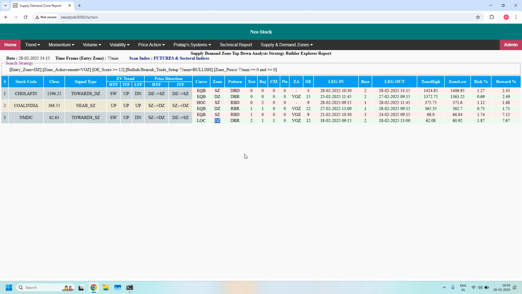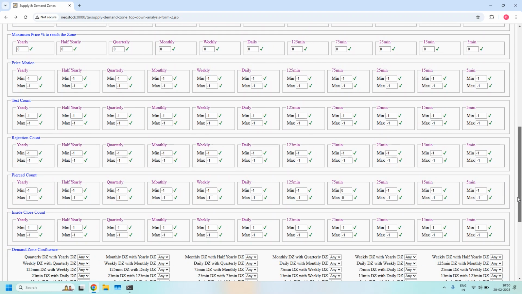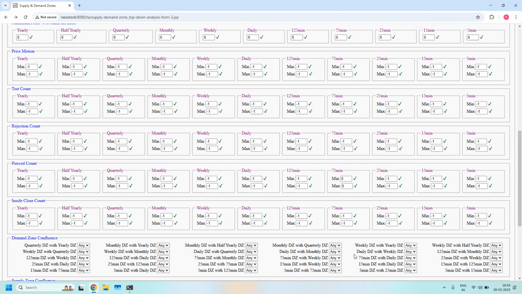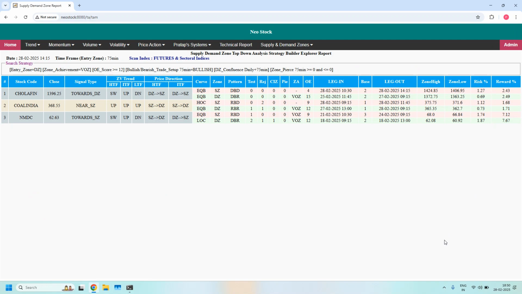So these 75 minutes demand zone with daily demand zone confluence. Let me set that filter. Here 75 minutes demand zone with daily demand zone confluence. I enable the filter. We got 3 stocks. All 3 stocks are having ITF confluence. That means in all the 3 stocks, these 75 minutes demand zones are overlapped with the daily demand zone. And daily trend is up in all the 3 stocks, ITF trend.